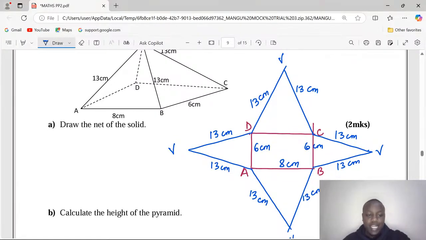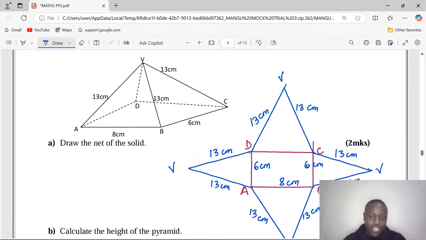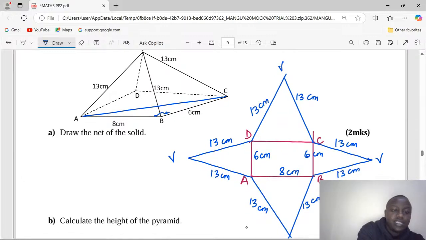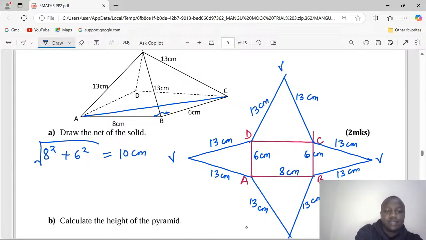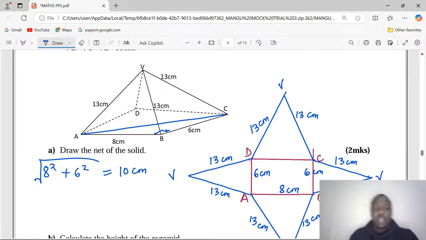Calculate the height of the pyramid. Let's go to the diagram now. Let me begin by getting the diagonal of the base, the diagonal AC. The base being rectangular, the angle at B is right angled. So we need to take 8 squared plus 6 squared, the square root. This will give us exactly 10 centimeters. So from A to C, we have 10 centimeters.